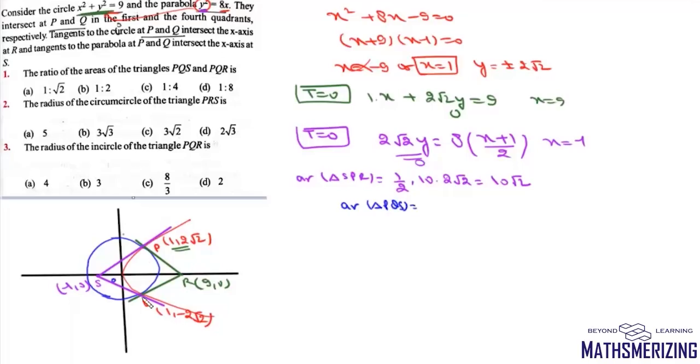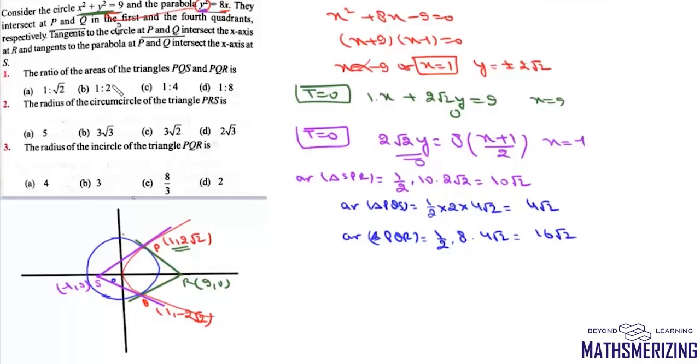So for this PQS, it is half, height is 2 units, and this is 4 root 2. So it is 4 root 2 square units, and we'll also find area of triangle PQR. So area of triangle PQR will be half, and then 9 minus 1, 8, and then 4 root 2. So it will be 16 root 2.